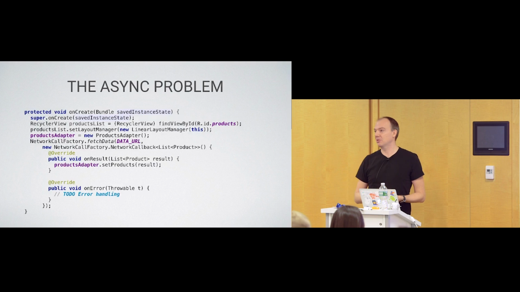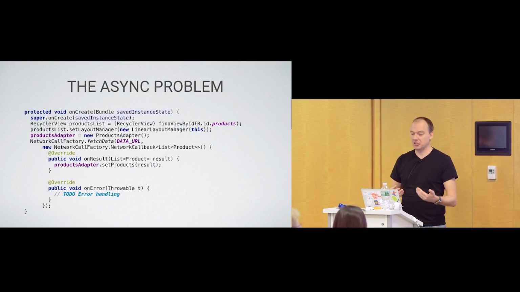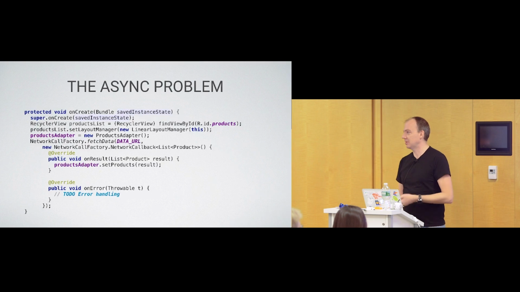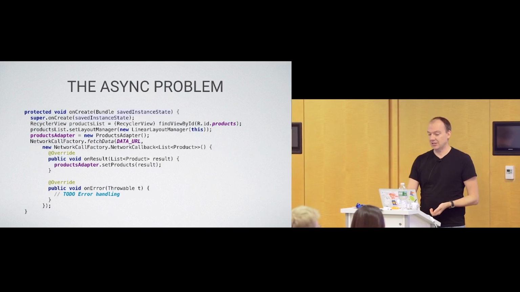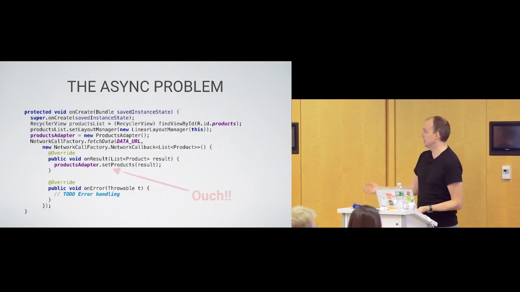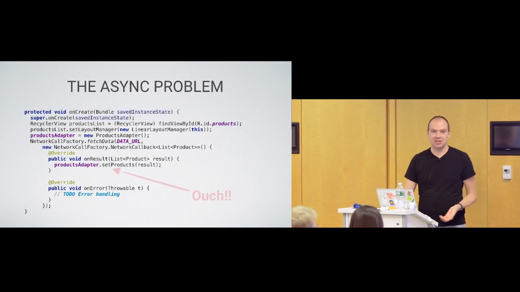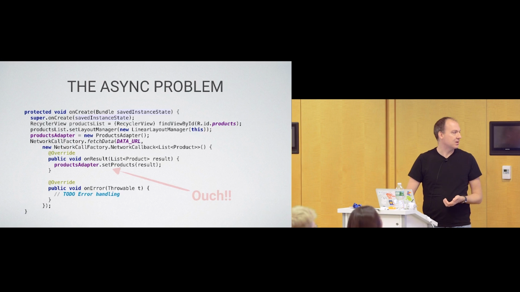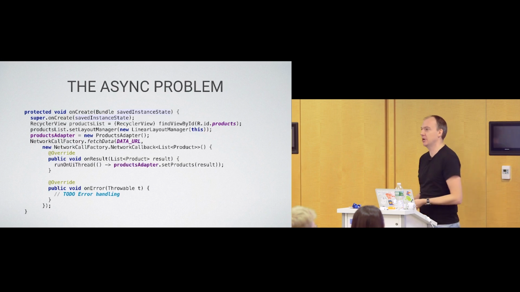So you're absolutely correct. In our onCreate method we call fetch data. We give it the callback, and we take our products adapter, we call set products on it. And, well, that's not on the main thread, right? So, damn it, ouch. So you will probably get an illegal state exception or whatever it is we get there. Yeah, let's fix that. Done, right?